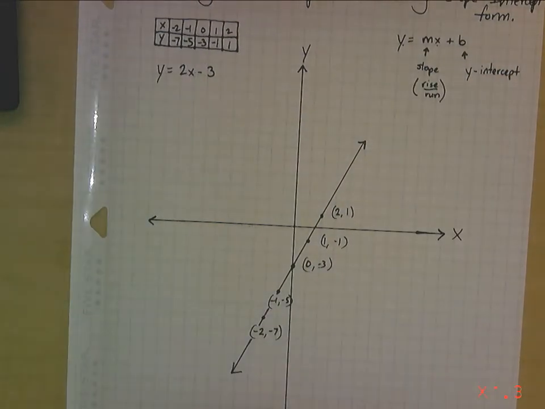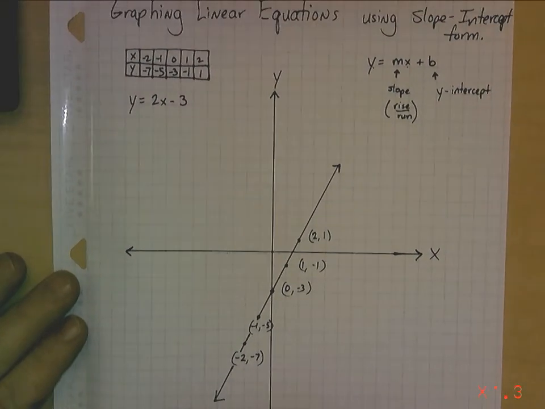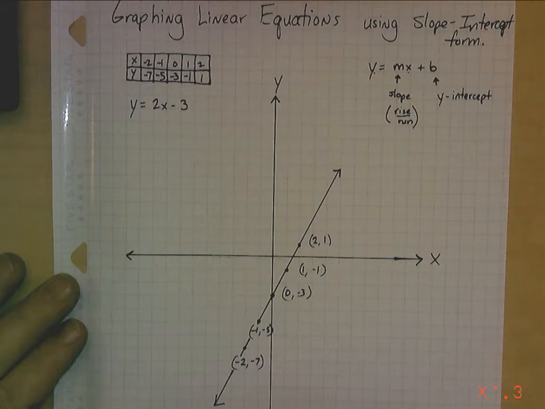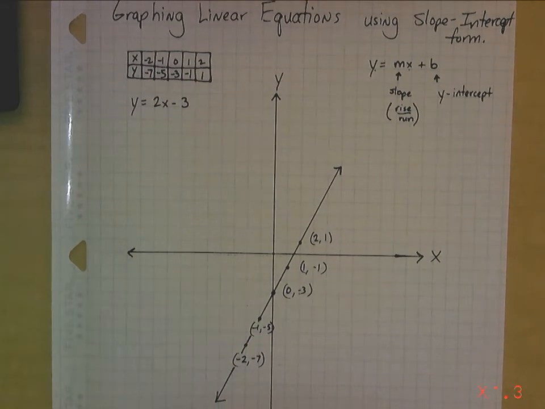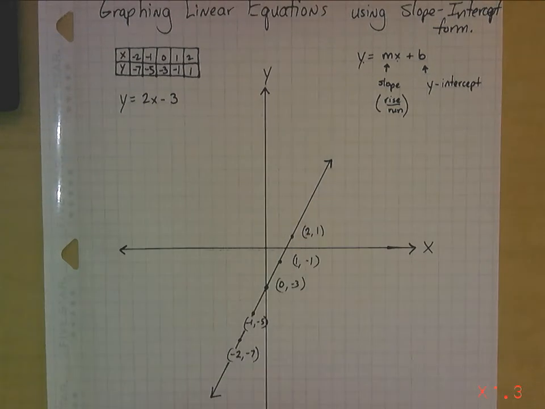Now that method takes a while. Do you see that? So it takes a little while to do, and that's usually the less preferred one to use. Using a table, putting in values for x, finding out your y, and then plotting those points. One of the easiest things to do is using this format, the slope-intercept form.